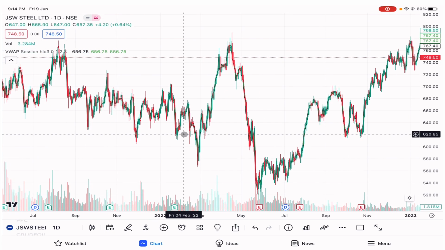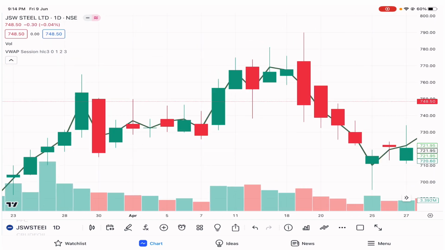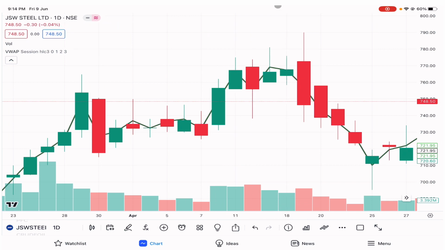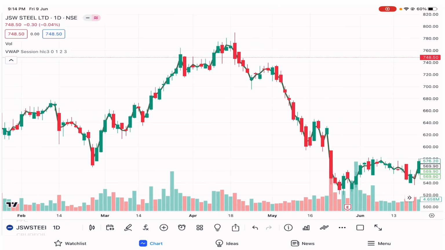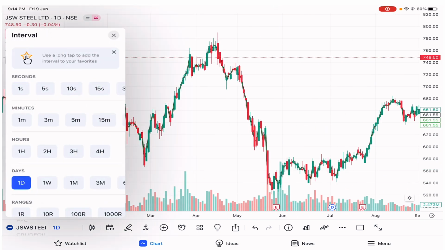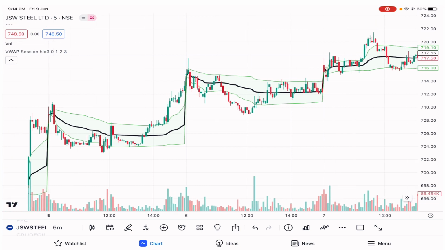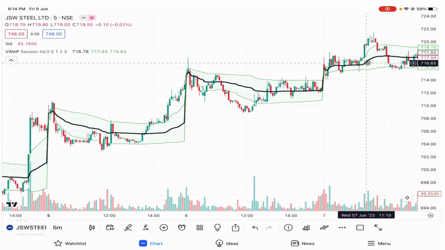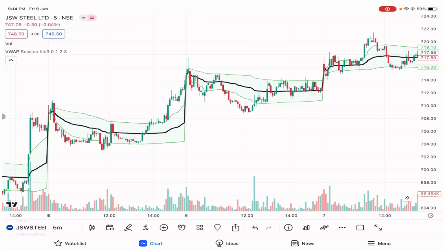Okay, so now look at this. If you can see, there is a black line over here, right? There is a line over here. So that is my VWAP indicator. Right now I know it's sticking to the price, but if I go on a shorter time frame, like a 5-minute time frame, look at the black line. The black line is my VWAP. Here you can see it more clearly, right? So that is my VWAP indicator.